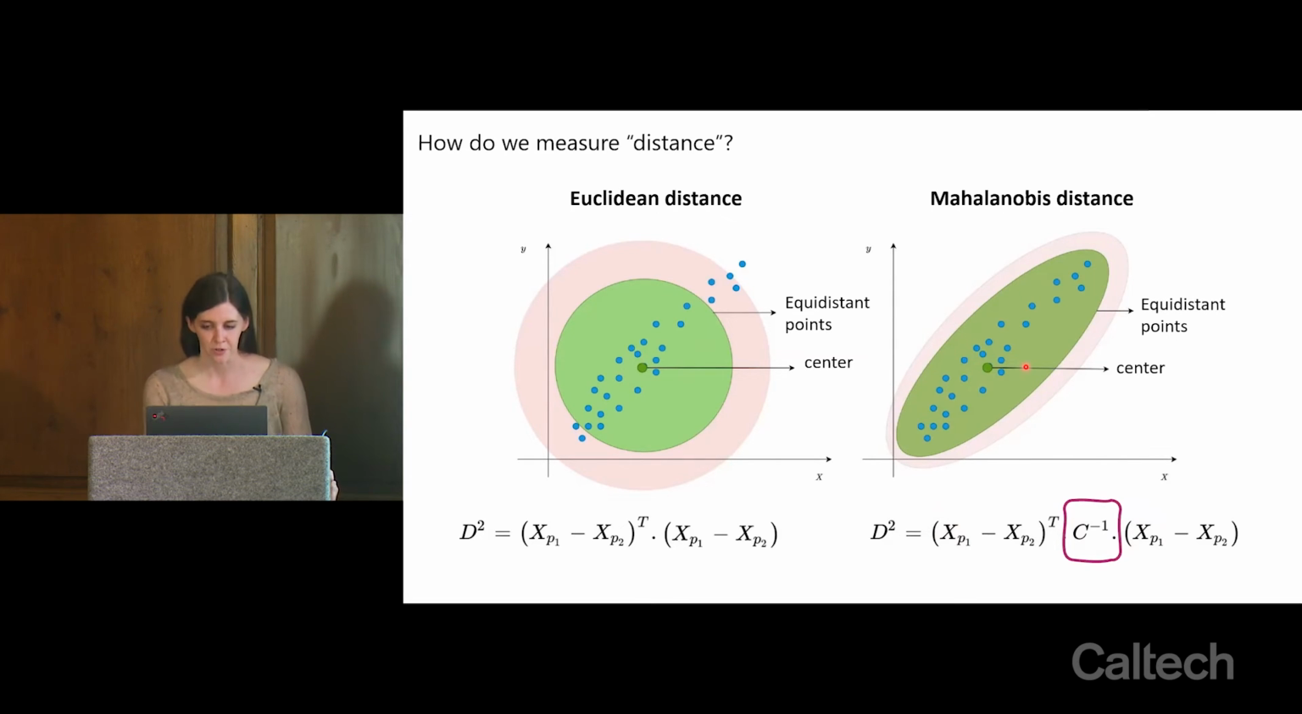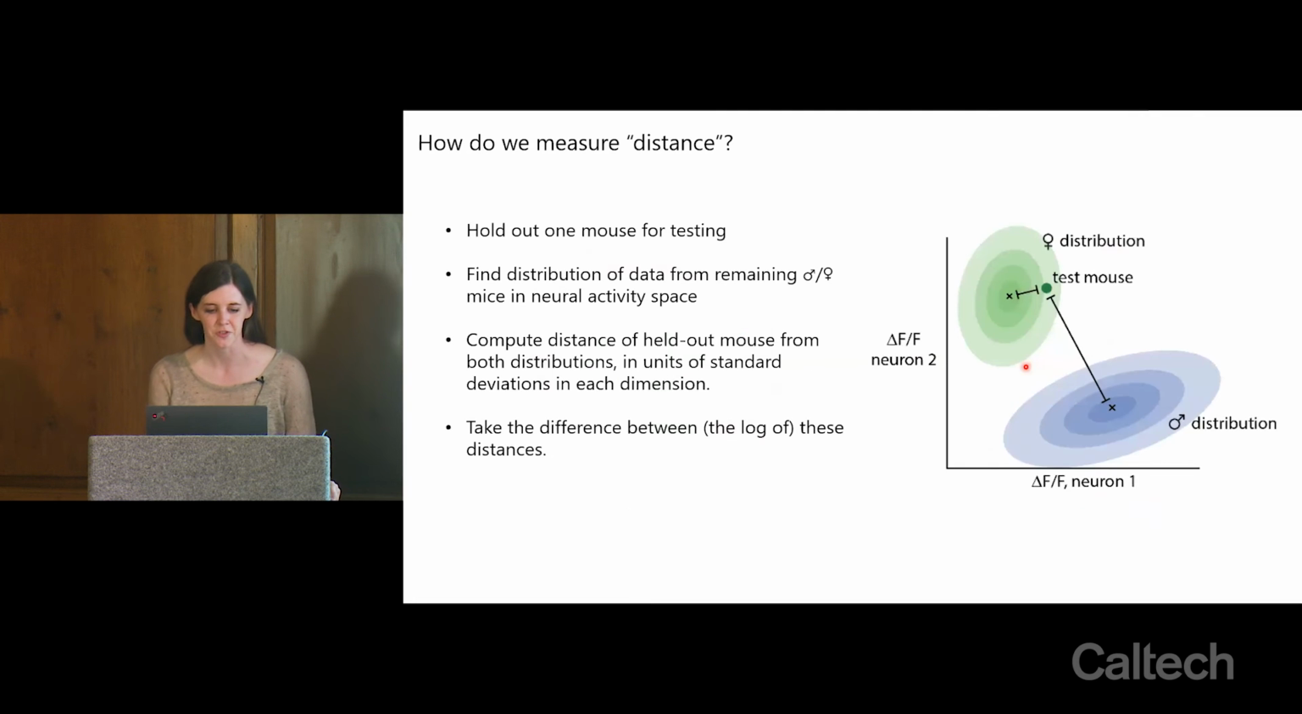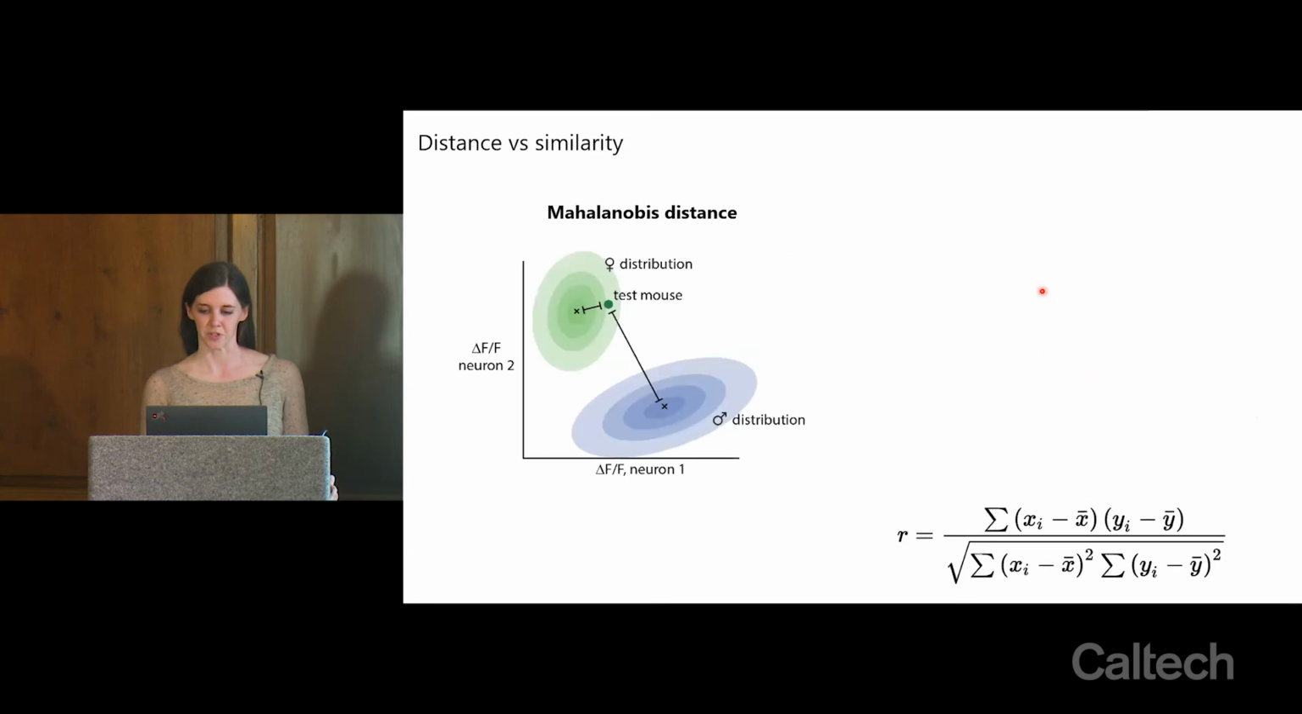So going back to our male versus female example, what you could do is take all of the trials where a male is present and all of the trials where a female is present, and then take a held out mystery mouse and ask how far is it from the female distribution versus how far is it from the male distribution in units of Mahalanobis distance. And what we find is that this gives us a very nice readout of how much a neural response resembles the average response to a conspecific.